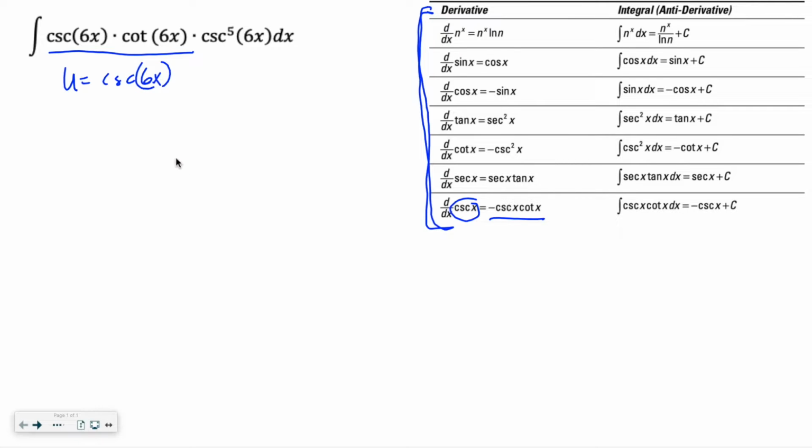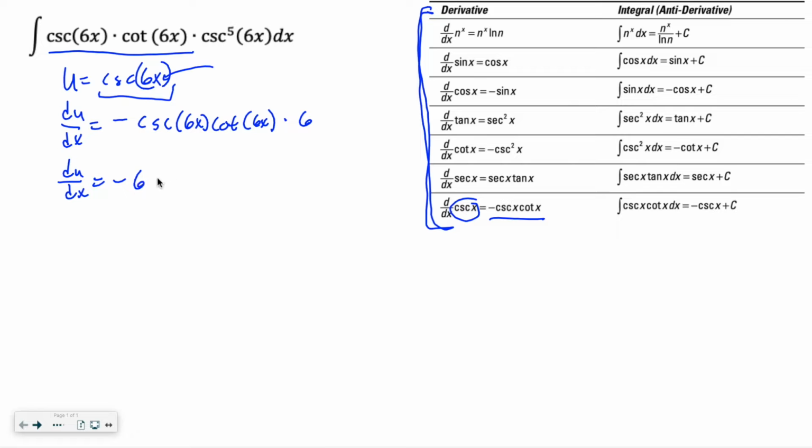All right, cool. Now let's find the derivative. du/dx equals, let's see, it says negative cosecant 6x cotangent 6x. But then we have to do the chain rule, right? So we did the derivative of the outside. Now do the derivative of the inside. So derivative of 6x is 6. So now let's make it look pretty. So du/dx equals negative 6 cosecant 6x cotangent 6x.